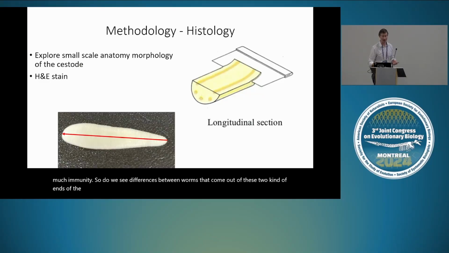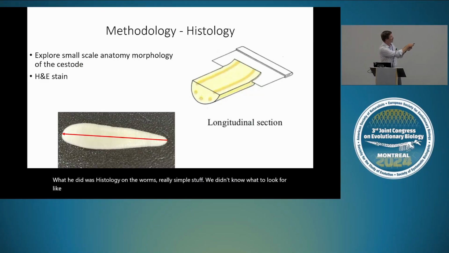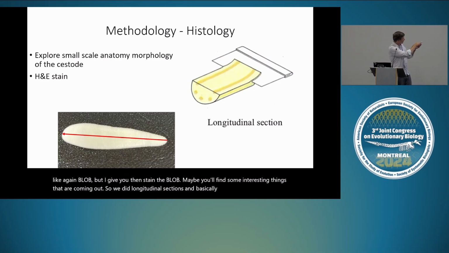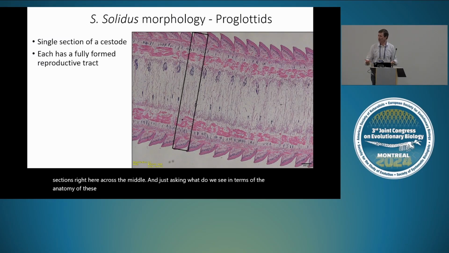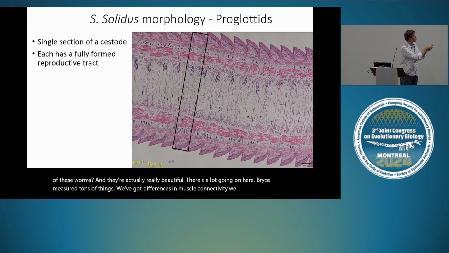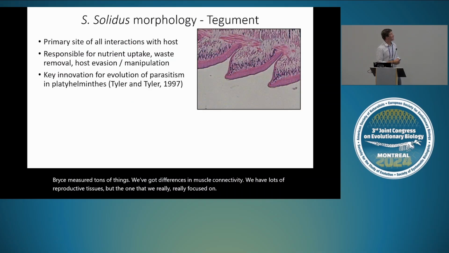What he did was histology on the worms, really simple stuff. We didn't know what to look for, like again, blob, but if you then stain the blob, maybe you'll find some interesting things coming out. So we did longitudinal sections and looked at thin sections right across the middle, just asking, what do we see in terms of the anatomy of these worms? And they're actually really beautiful. There's a lot going on here. Bryce measured tons of things. We've got differences in muscle connectivity. We have lots of reproductive tissues. But the one that we really, really focused on is the tegument. So this is the key innovation.